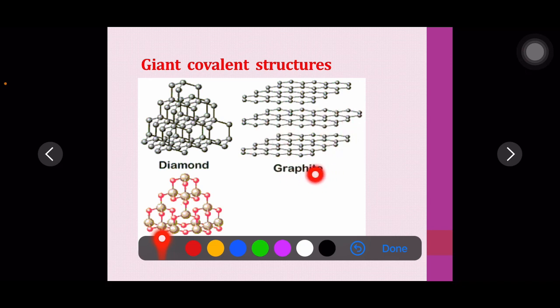The properties of diamond and graphite are very different from each other. Diamond is hard and graphite is a soft material. Diamond is a poor conductor of electricity and graphite is a very good conductor of electricity, because you can see that each carbon is bonded to 3 carbons and 1 electron is free, and this 1 electron which is delocalized, so these electrons can carry the electric current.